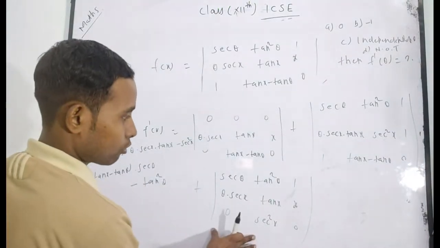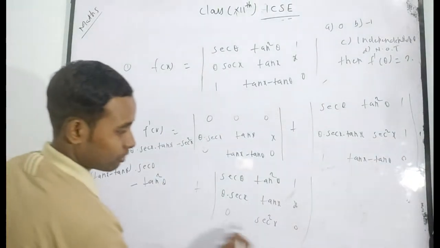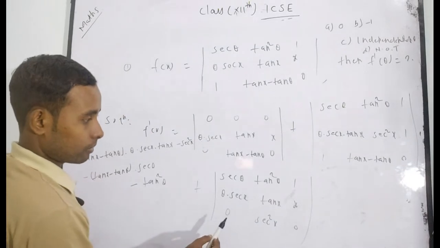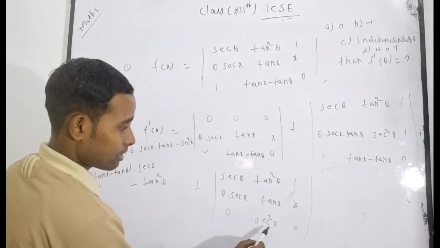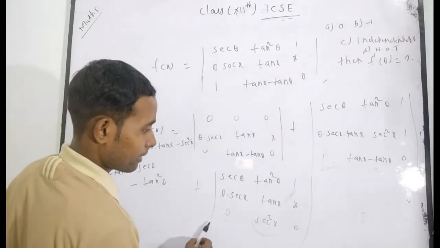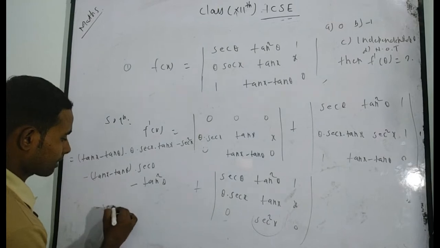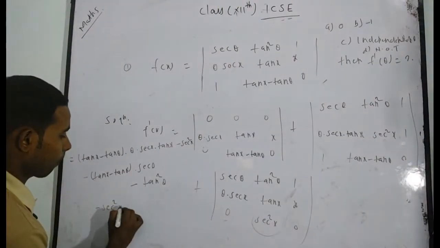Now again expand through this rule. I think this will be cancelled, and simply you have to expand, that means sec square x. This will be cancelled. So simply write here minus sec square theta into sec square x.